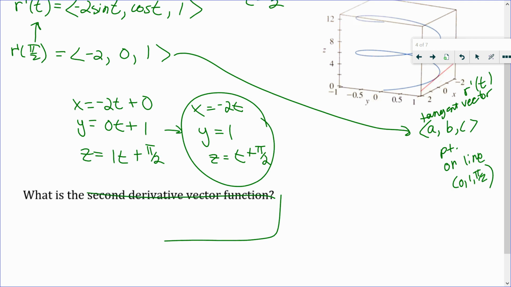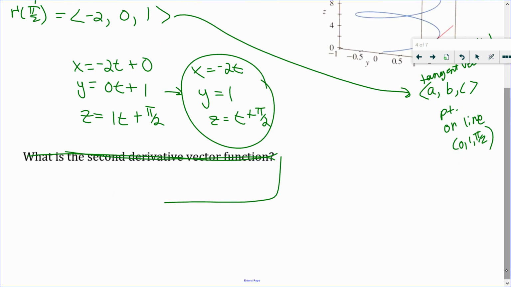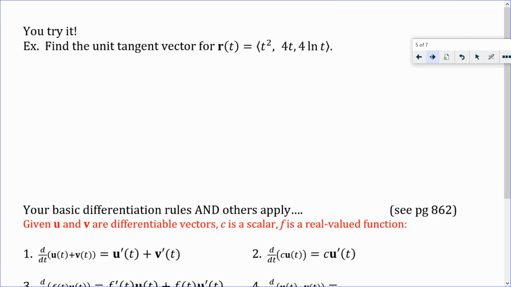If you had to do the second derivative, you could just do the second derivative. Don't worry about it. All right, you try it. Find me the unit tangent vector. This time I didn't give you a number. So you're going to need r prime of t, and you're going to need the magnitude of r prime of t. You need those two items to do this.